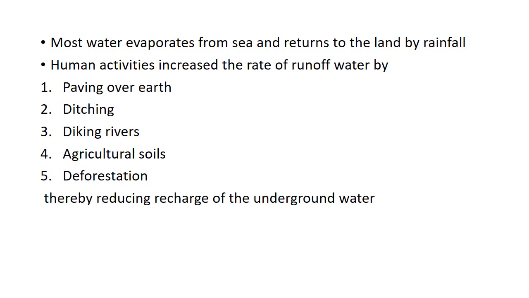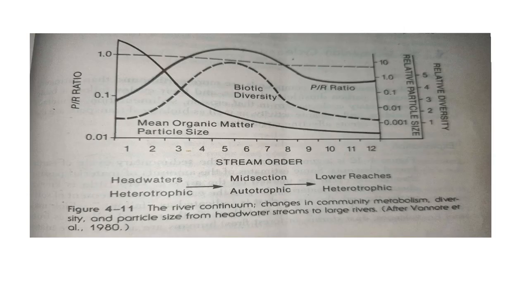Most water evaporates from the sea and returns to the land by rainfall, and human activities have increased the rate of runoff of water. One of the major reasons is the metalling of roads and pavements over the earth. Secondly, diking and ditching of rivers, agricultural soils, and deforestation. All these activities reduce the recharge of the underground water.